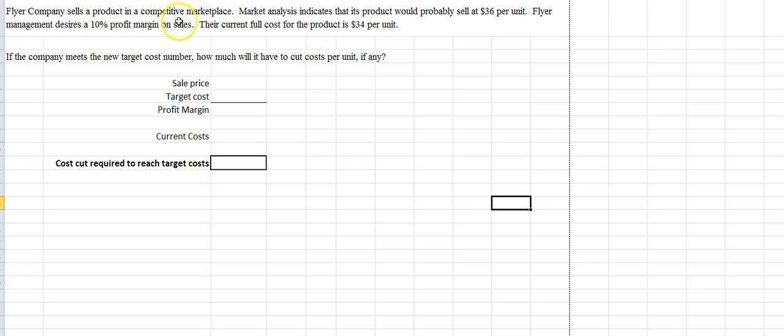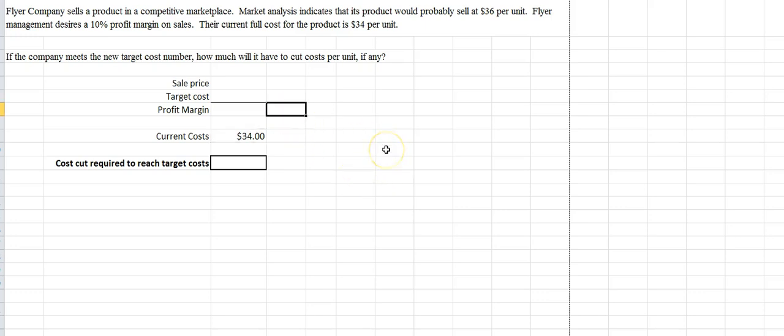Flyer company sells a product in a competitive marketplace. Market analysis indicates that its product will probably sell at $36 per unit. Flyer management desires a 10% profit margin. Their current full cost for the product is $34 per unit. Okay? So, let's see how we do this. If the company meets the new target cost number, how much will it have to cut cost per unit, if any? Okay. Well, it says current cost is $34. Okay. $34 is my current cost.